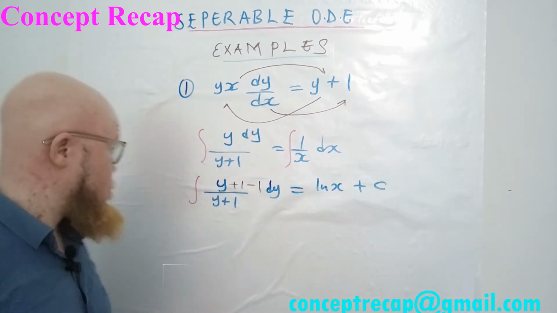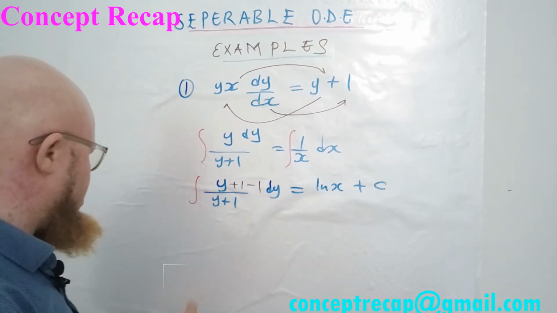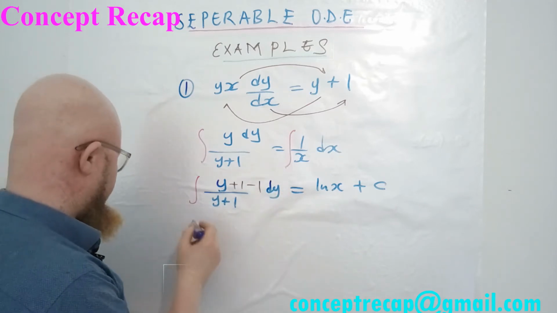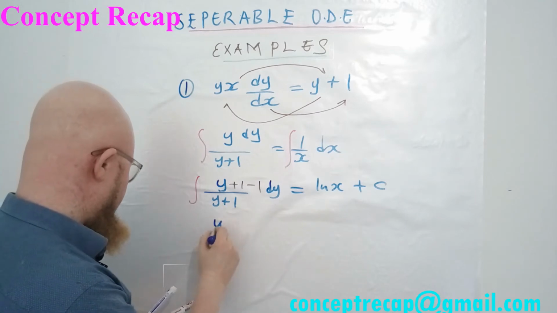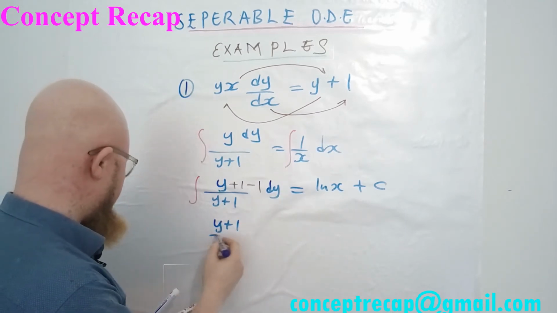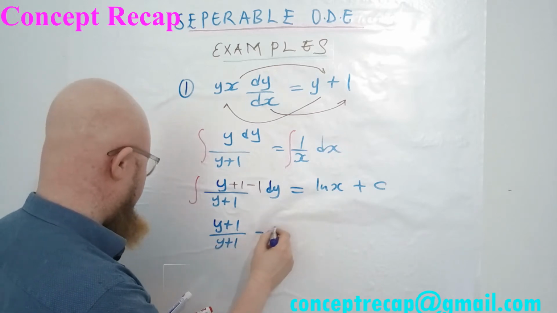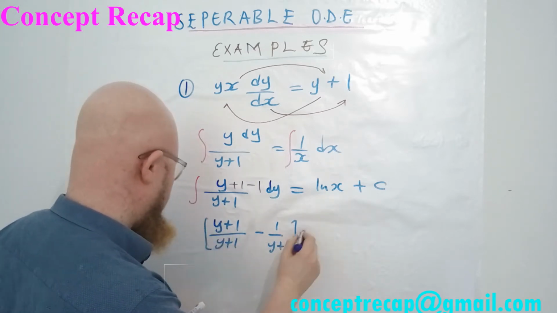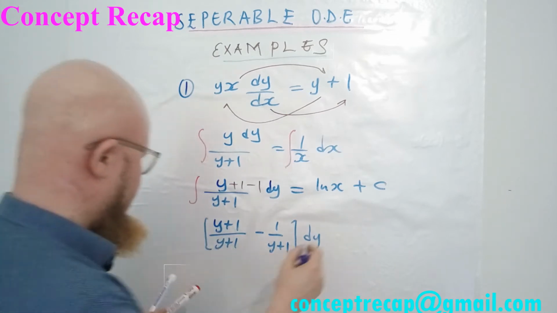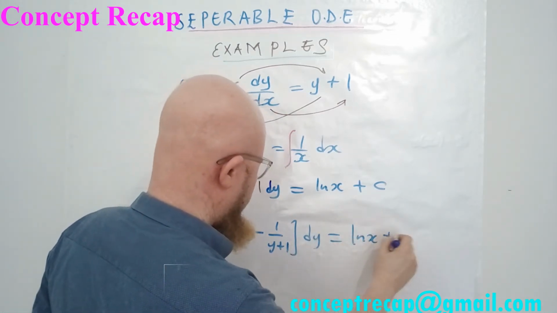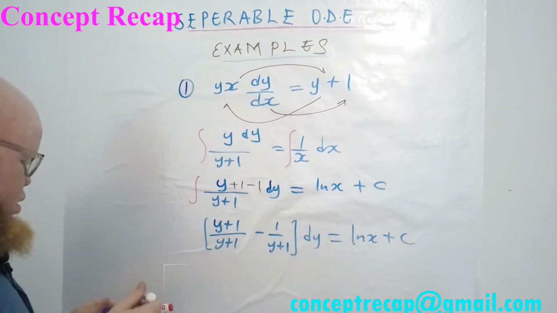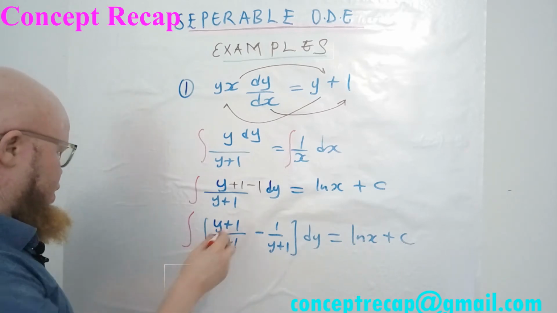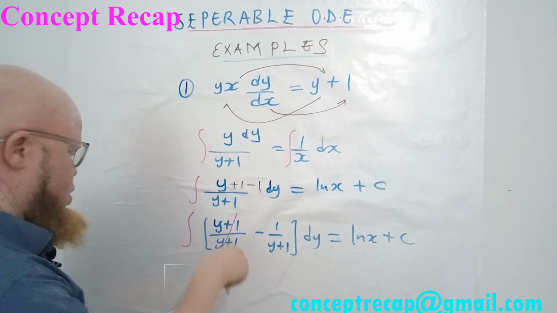You can see here that this is just the same as the original equation. So what you are going to do now is separate. Because this y plus 1 is common for two fractions, it will be y plus 1 over y plus 1, minus 1 over y plus 1, dy. You copy this side, and obviously this will cancel, so it will give you 1.